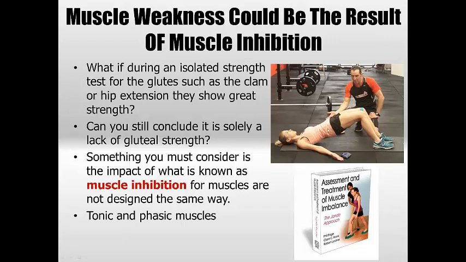So in the case here, if we were saying someone did have weak glutes, let's say they demonstrated perfect strength in a simple exercise like a clam or a hip extension, how can the glute go from being strong in one and now you're saying it's weak on another? So it's not really the muscle, it's the pattern of movement, it's the motor program, and that's the thing you want to change.